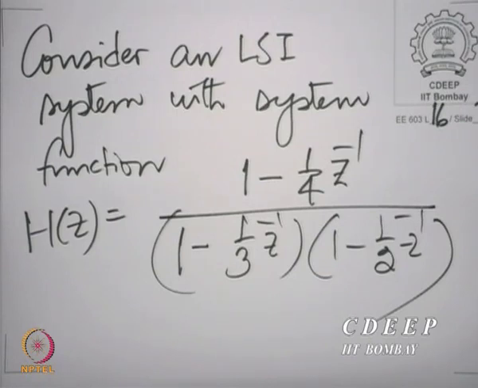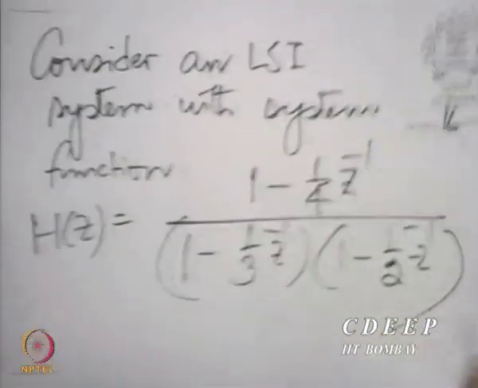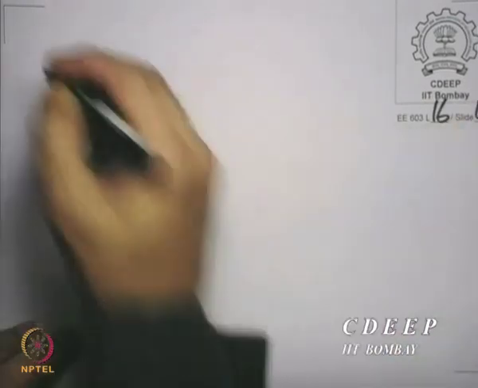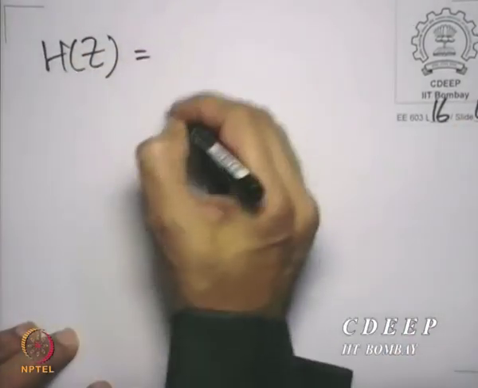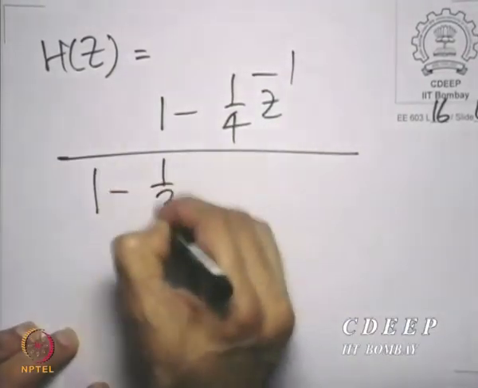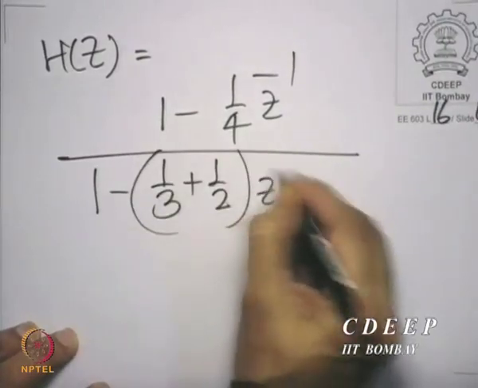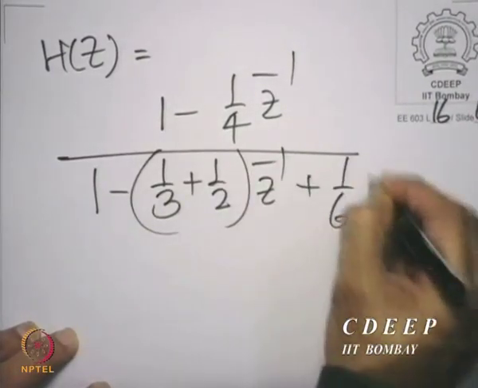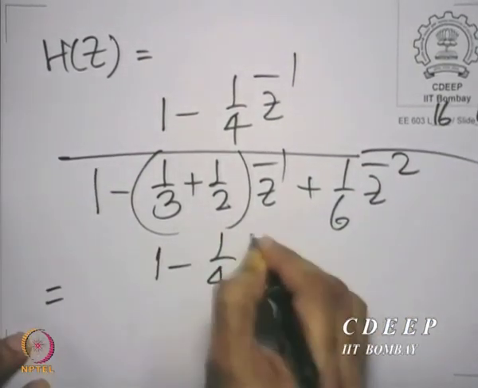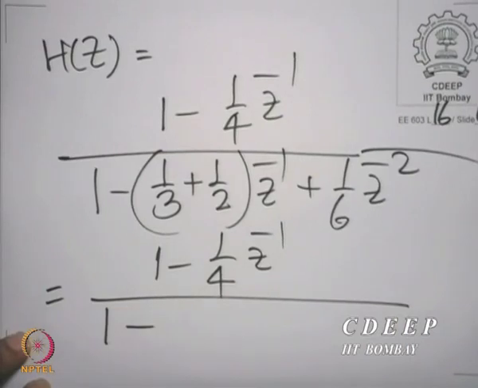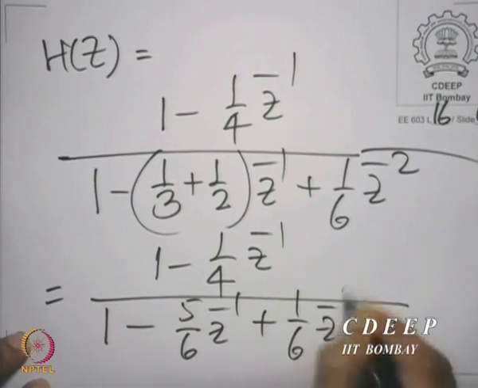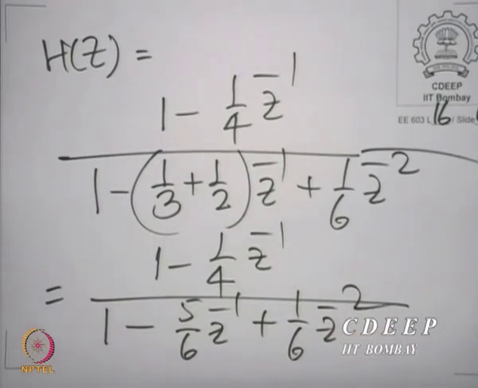Now, let us expand, let us write out H(z). H(z) can be rewritten as (1 minus 1/4 z inverse) divided by (1 minus (1/3 plus 1/2) z inverse plus 1/6 z raised to the power minus 2), which of course becomes (1 minus 1/4 z inverse) over (1 minus 5/6 z inverse plus 1/6 z raised to the power minus 2).